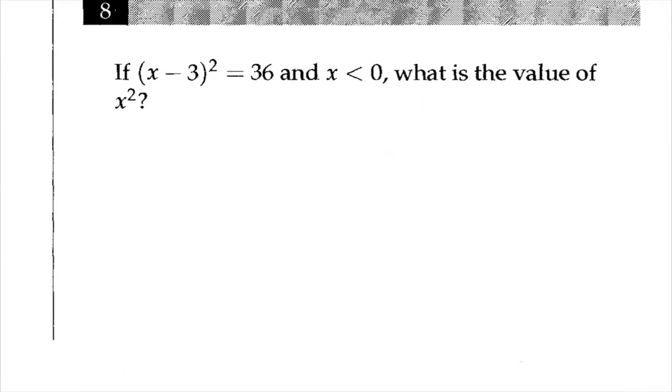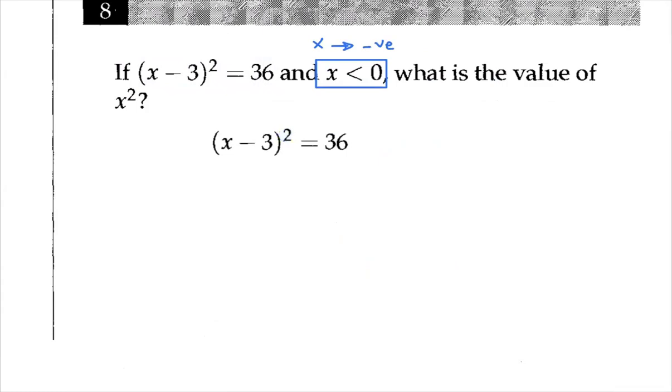Question number 8, if (x minus 3) to the power 2 equals 36, and here we have a condition, the value of x less than 0. What does it mean by x less than 0? It means x is a negative value. What is the value of x squared? So let's start with the given equation, which is (x minus 3) squared equals 36. First of all, we need to cancel the square. What would cancel the square?